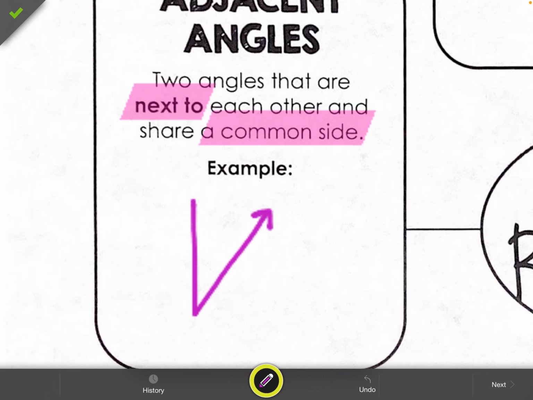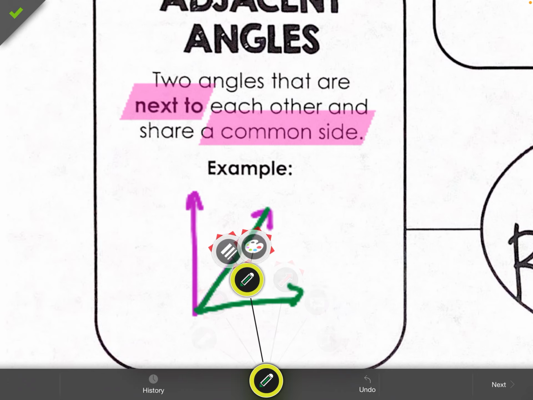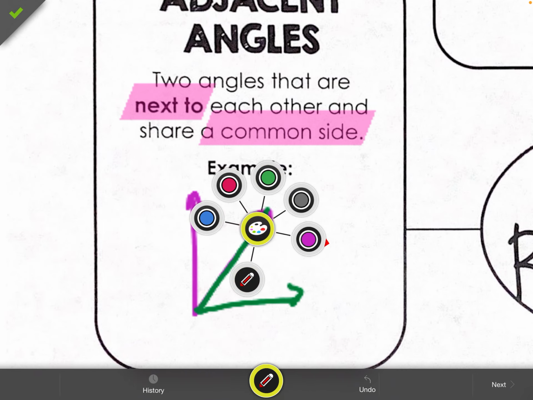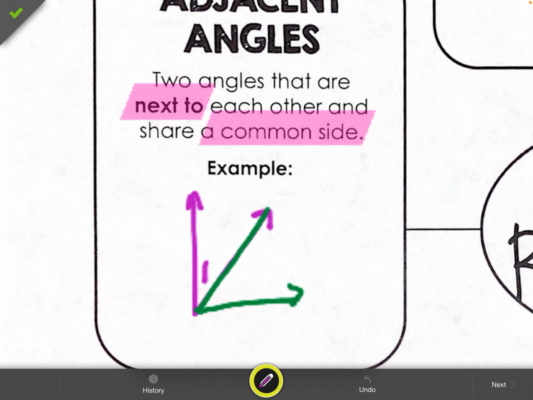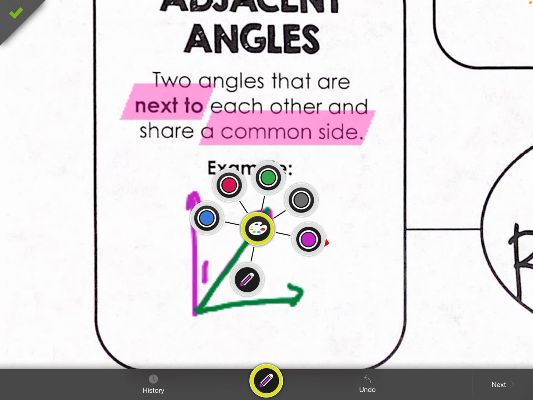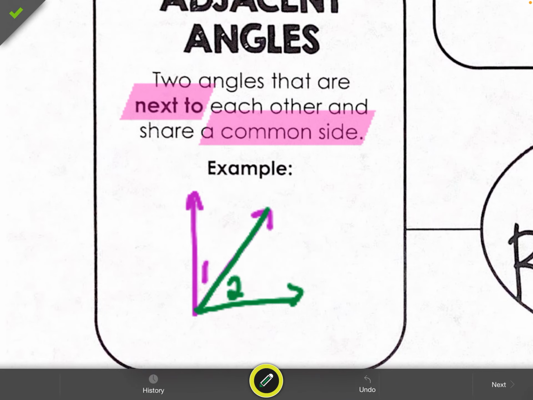So we'll draw one angle, there's one angle, and then we will draw a second angle. I'm just going to make it a different color so you can see it. Now the second angle, that side is the same side as the purple. Draw that. Okay. And so they're next to each other. We could call this one angle 1. We can call this one angle 2.